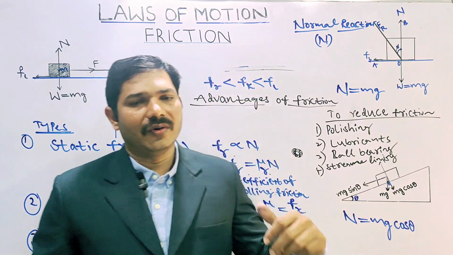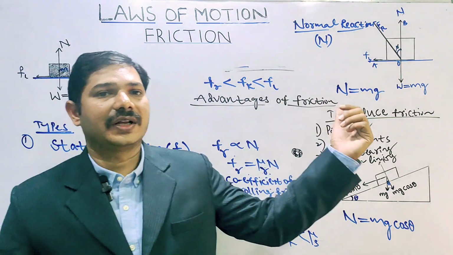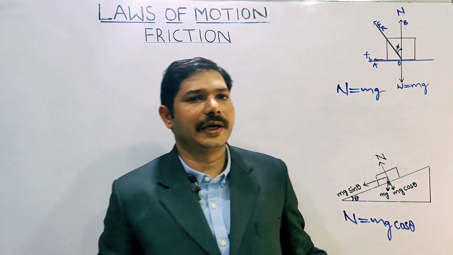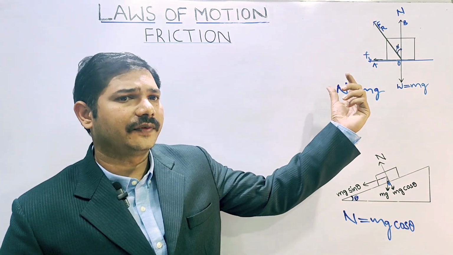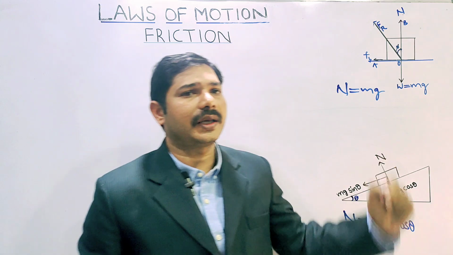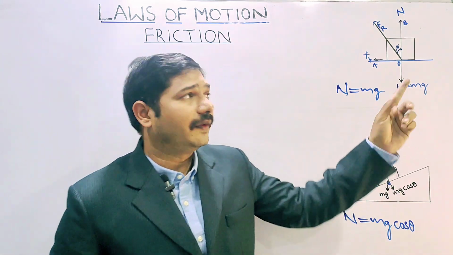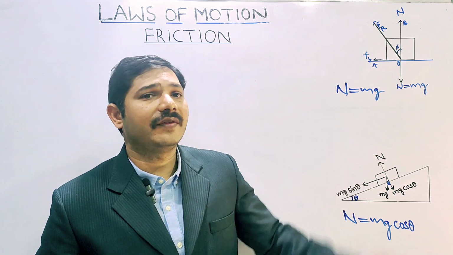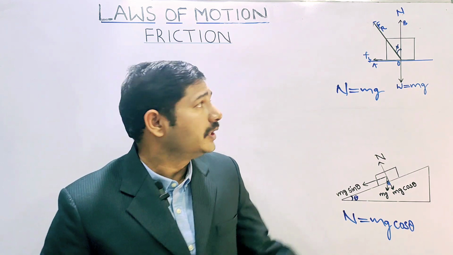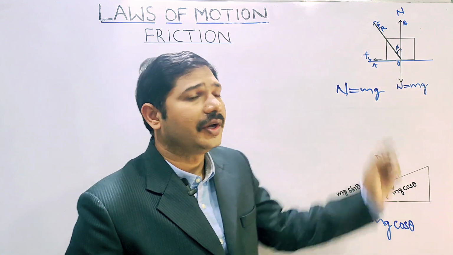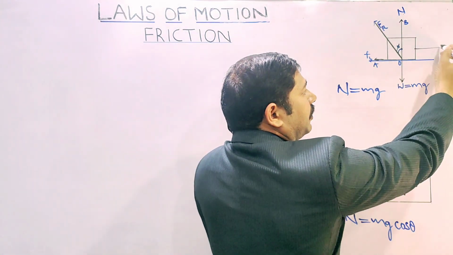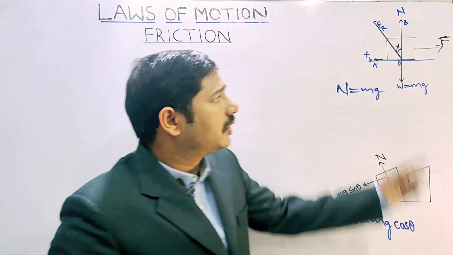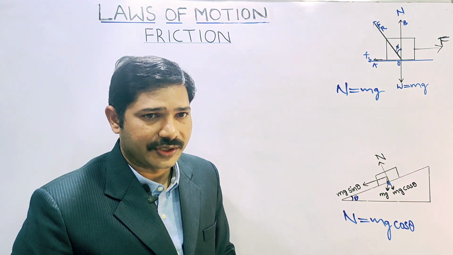Now we will discuss the motion of bodies on rough surfaces. We can observe in this diagram a block resting on a horizontal surface. The weight of the body acts vertically downward, that is mg. The normal reaction acts vertically upward, that is N. You are applying some force F but the body is not moving. Why? Because frictional force is acting against it.